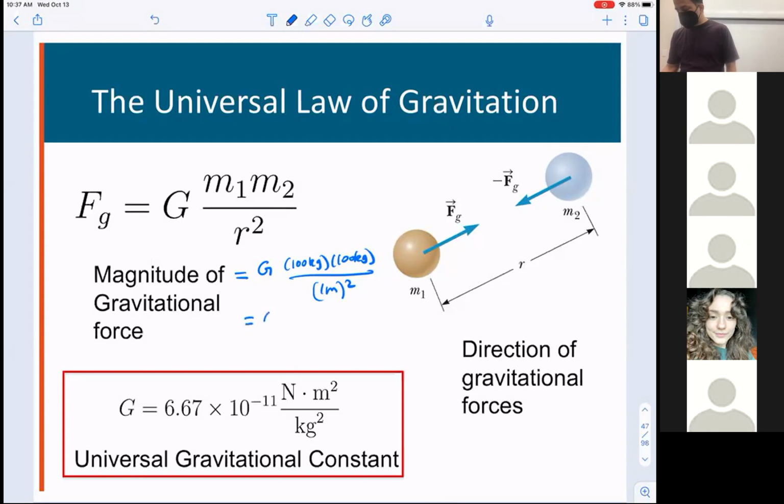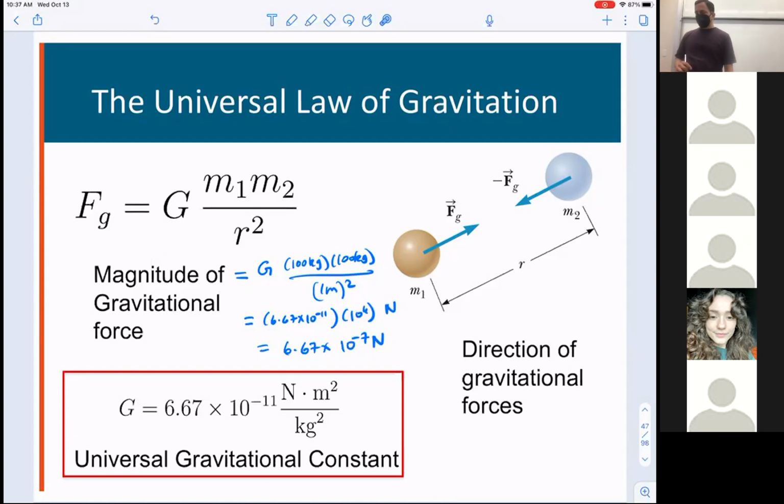So then you just get G, which is 6.67 times 10 to the minus 11, times 10 to the 4, in newtons. And so 10 to the minus 11 times 10 to the 4 is 10 to the minus 7 newtons. In some sense, the arithmetic was kind of simple because the denominator is just 1, and you just take the 10 to the minus 11, multiply by 10 to the 4, and then you get 10 to the minus 7.